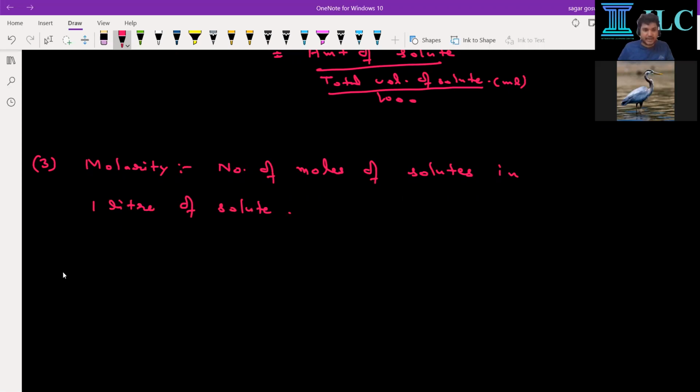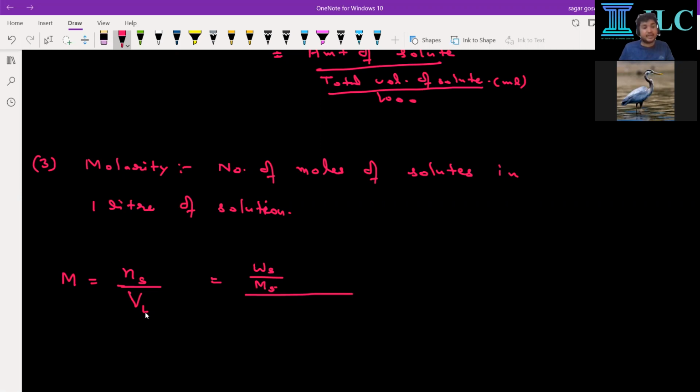Molarity is represented by this M. So you have to write the number of moles of solute divided by 1 liter of solution. 1 liter of solution means volume; you have to take it in liter. But this formula can be modified. How can we find out the moles? Given mass upon molar mass of solute, right, Vishnu?